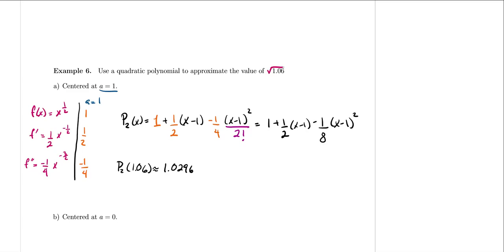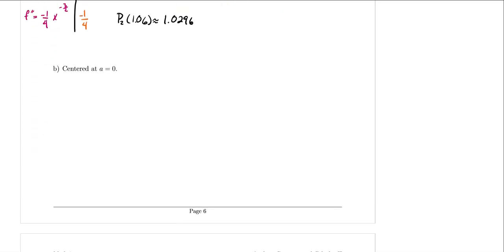Alrighty, now I want you to think about the next problem. What if, instead of centering our value at a equals 1, we centered it at 0? Would it really change our problem? Well, let's see. This time around, I am centering it at a equals 0. But I still want to figure out which one will be our function. Will our function still be the square root of x?